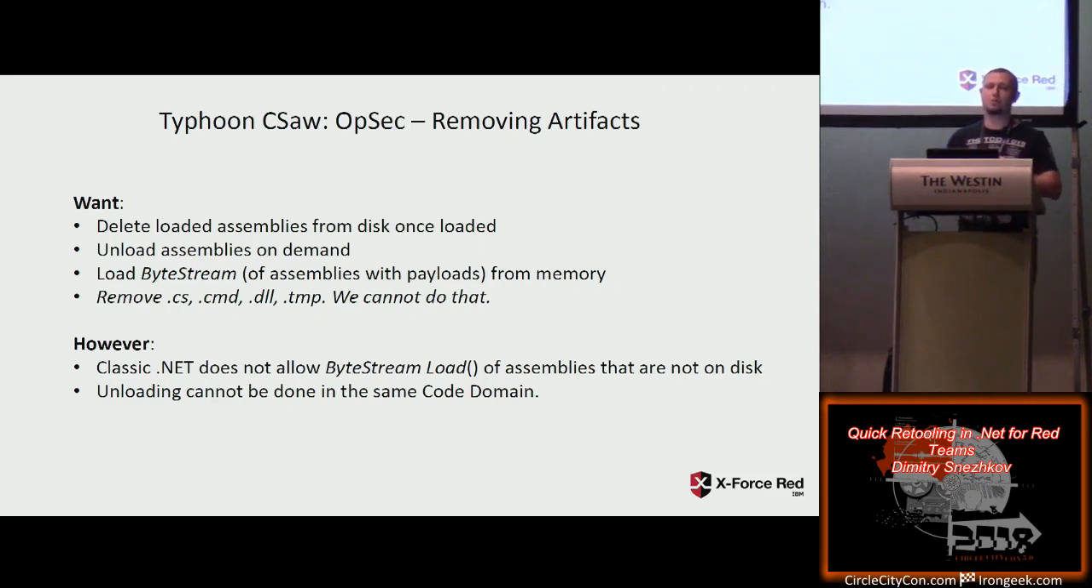We need to be able to unload them. For example, we've loaded some functionality, we're done with it, we want to unload it. That's also not possible, and we want to do that. And then, as you saw, there are a bunch of artifacts like temp directories, CMD files, CSC files, or whatever the case may be. However, the problem is that none of that is achievable by .NET, at least in classic .NET, directly.